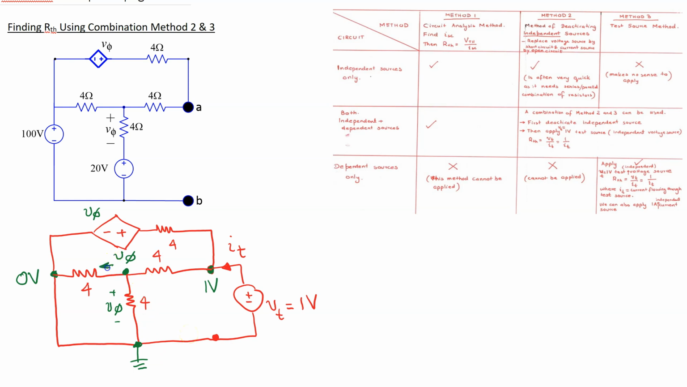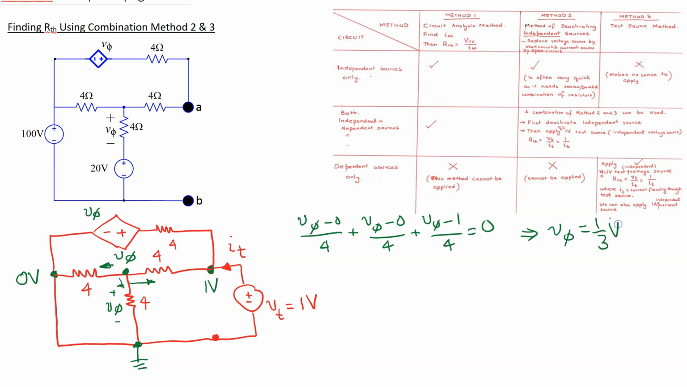And now we can apply Kirchhoff's current law and write the equation at this node. So this gives (V phi minus 0) over 4 plus (V phi minus 0) over 4, and then through this resistor the voltage on this side is 1 volt. So (V phi minus 1) over 4 is equal to 0. And this equation can be solved to show that V phi is 1/3 volt. Once we determine V phi, we can now determine IT.